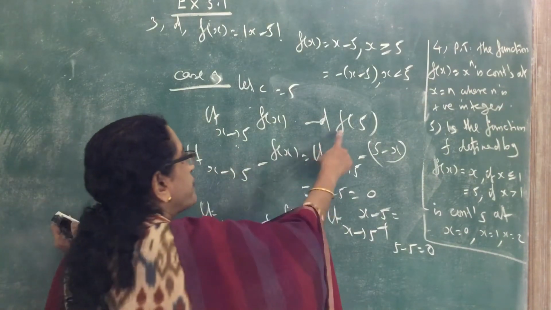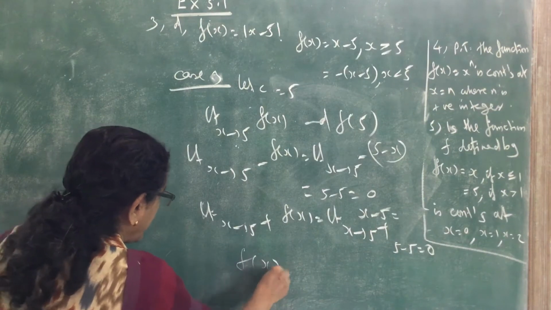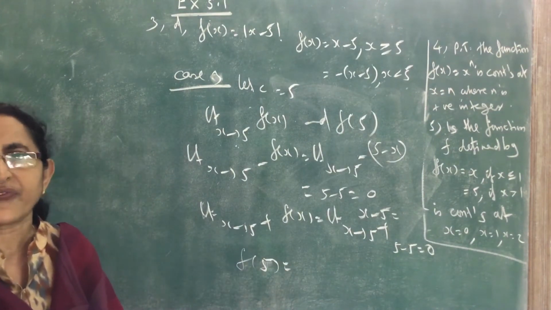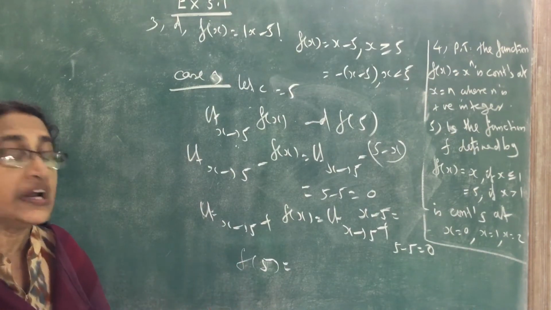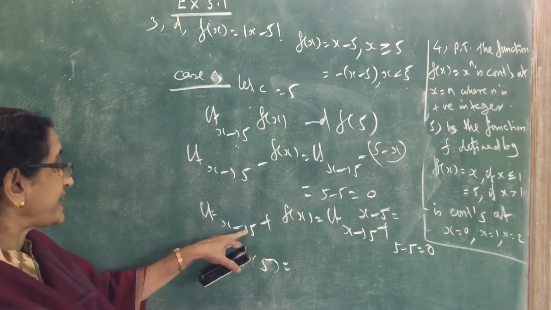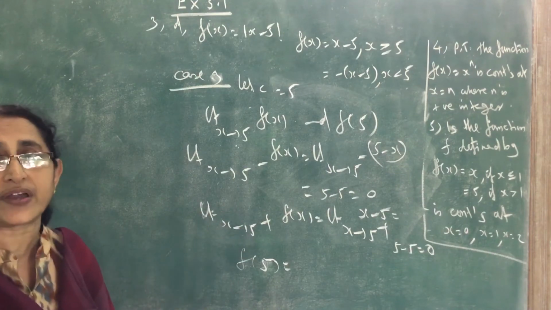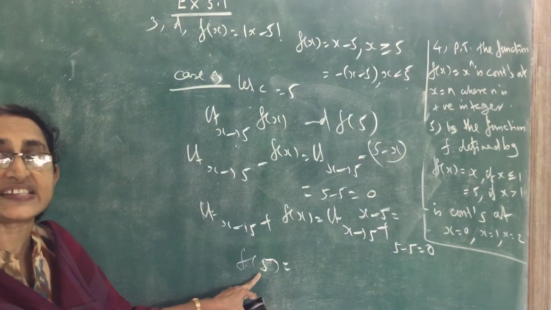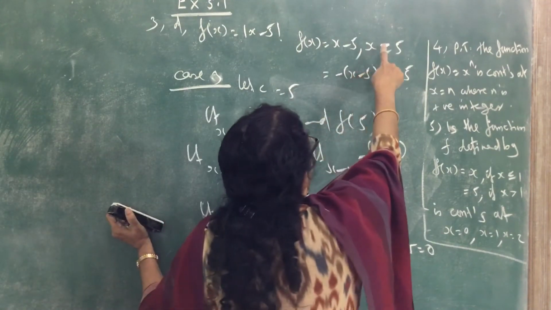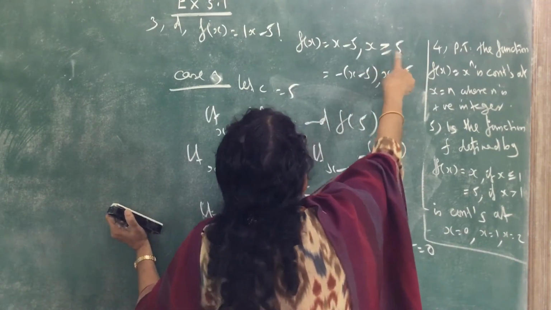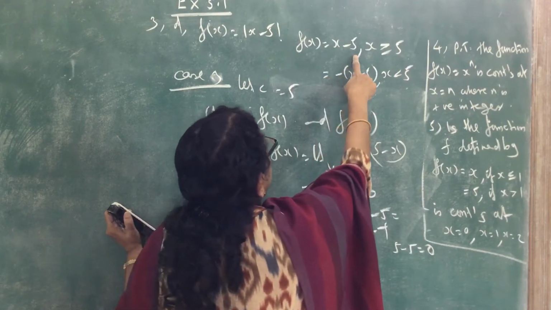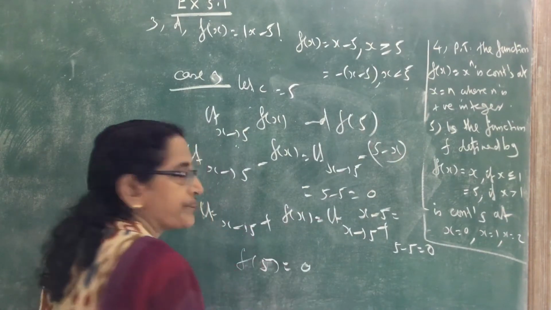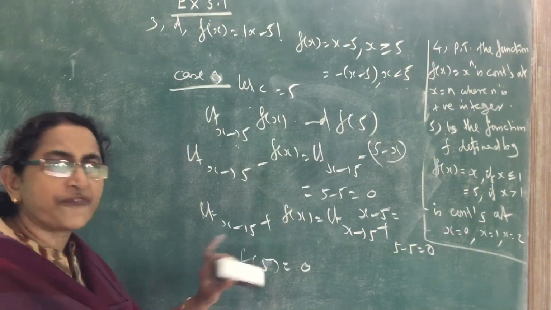Now we want to find f of 5. f of 5 equals, what is the value of the function when x equals 5? That is the meaning of f of 5. Here x is equal to 5, but in the previous two cases, x is not equal to 5. That's the difference. When x is equal to 5, what is f of x? When x is greater than or equal to 5, f of x equals x minus 5. So x equal to 5 means 5 minus 5, 0. So when x equals 5, f of 5 is 0.